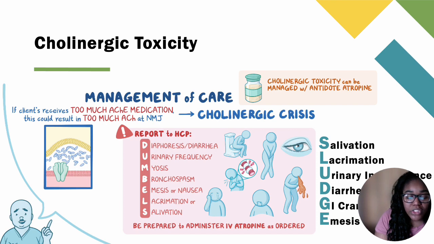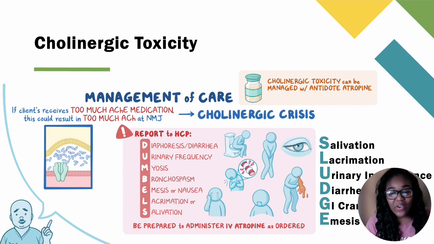So you want to make sure you report these signs and symptoms. It's diaphoresis and diarrhea. You may have urinary frequency, miosis, bronchospasm, emesis, that's vomiting or nausea, lacrimation or salivation. And then if these effects are considered severe enough by the healthcare provider, you want to be prepared to administer the antidote. The antidote to cholinergic toxicity is atropine. Atropine is our cholinergic antagonist. When we talk about antagonists, those are things that block the actions of cholinergics. So an antagonist, this atropine, is used to help with that.